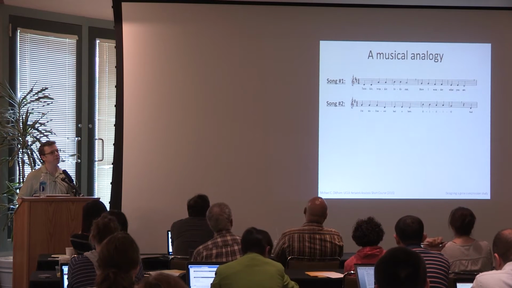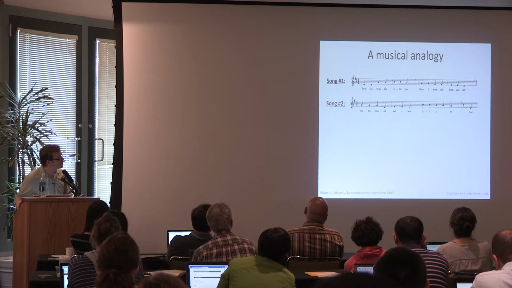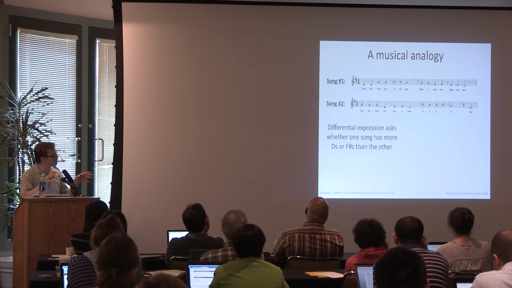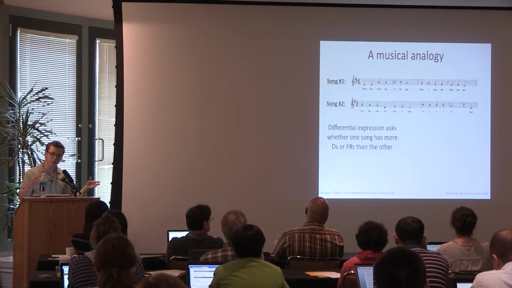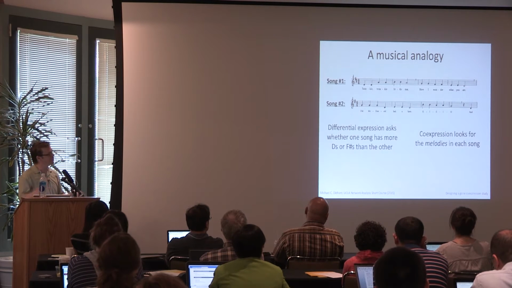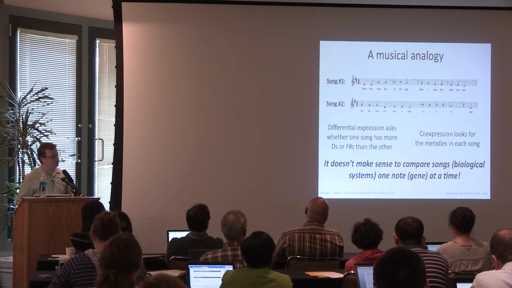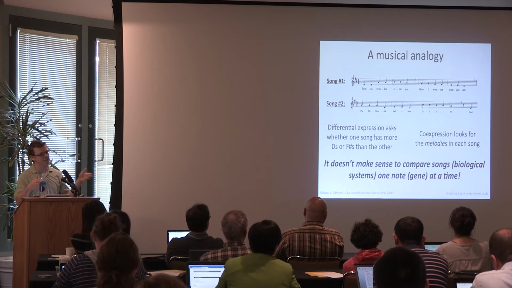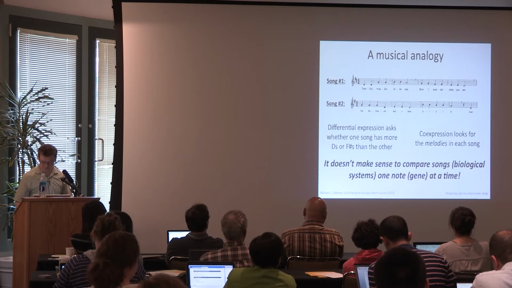So this is kind of an imperfect analogy that I came up with, I'm always trying to think of analogies to explain this stuff. Imagine that you're thinking about 2 songs and you want to ask, what do these songs have in common? What's different between them? From a differential expression perspective, it's like asking whether one song has more Ds or F sharps than another, right? Which is not really very meaningful. Whereas in co-expression, we're really looking for the melodies, right? We're looking for the patterns. So that's one way to think of it. And so as Steve was saying, it doesn't make sense to compare songs one note at a time. It doesn't make sense to compare biological systems one gene at a time, right? Genes don't operate in isolation, so why would we treat them that way?